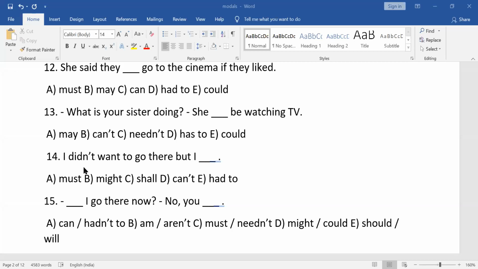Even for this good. 14th one. I didn't want to go there, but I had to. Compulsion. I didn't want to go there, but I was forced. I had to. Next one. Dash, I go there now. No. See the choices. Dash, I go there now.